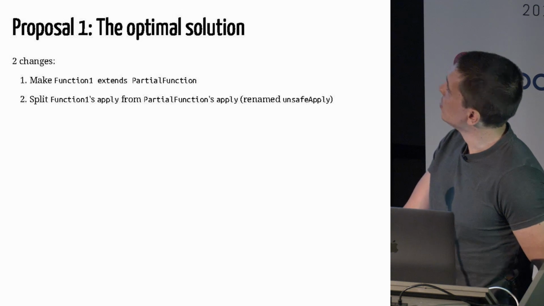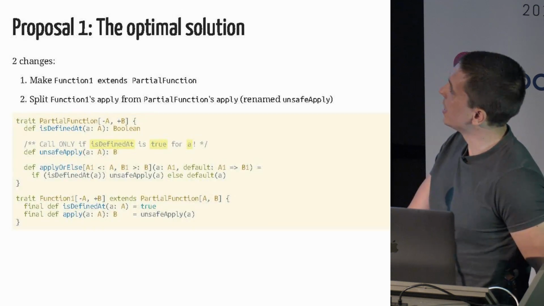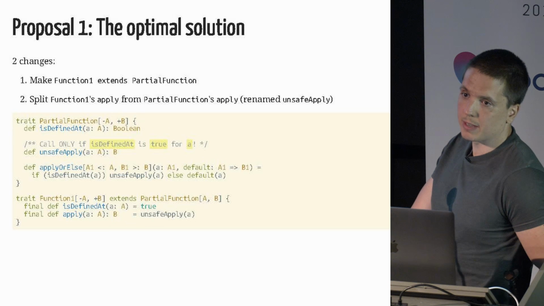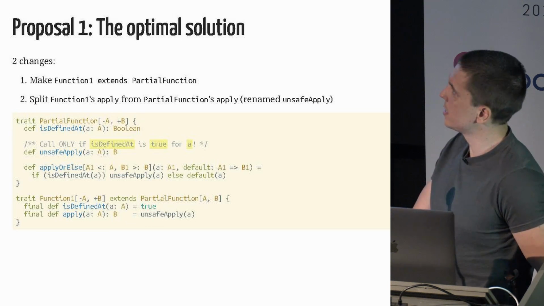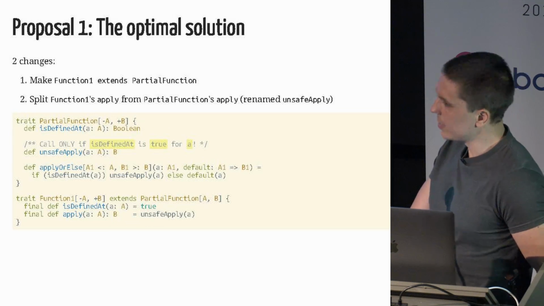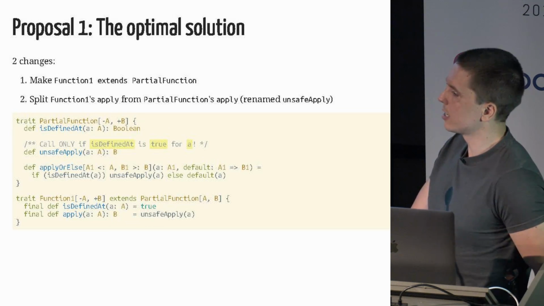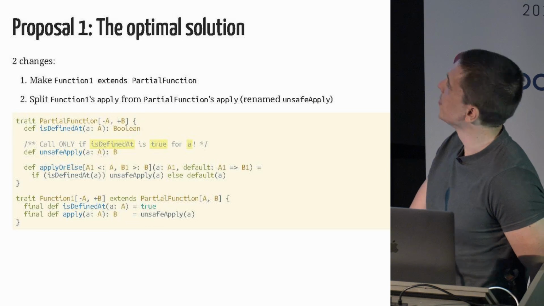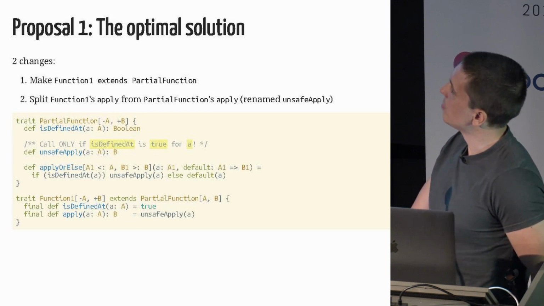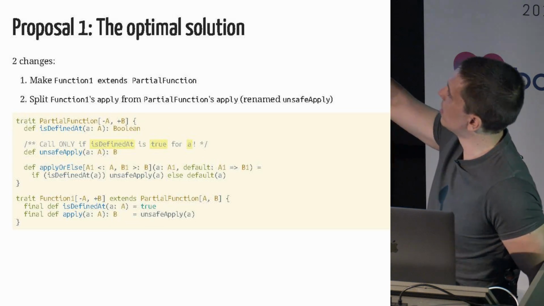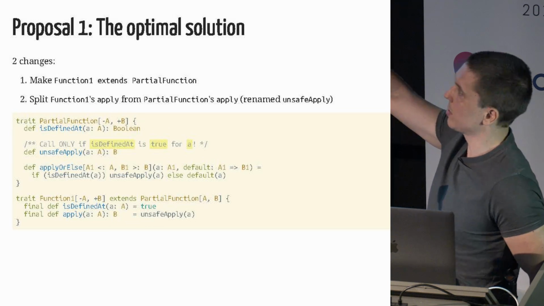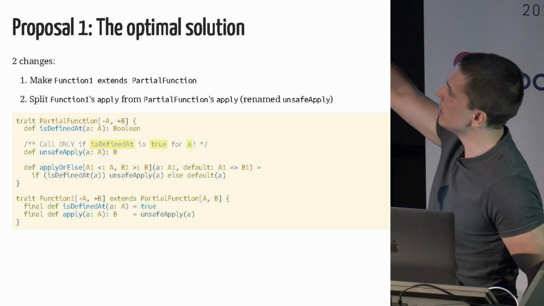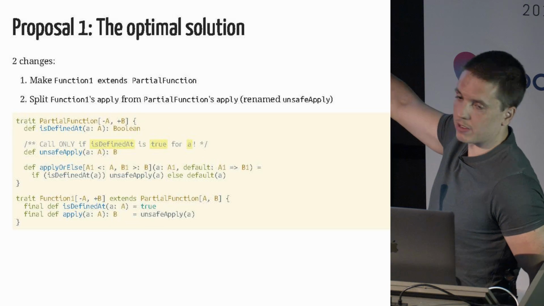So here we go. Instead of having partial function have an apply, we give partial function an unsafe apply, which makes it very clear that it could potentially throw a match error. And you redefine applyOrElse in terms of that. And when function one extends partial function, it just defaults these things. So it introduces and immediately defines apply to call unsafe apply.